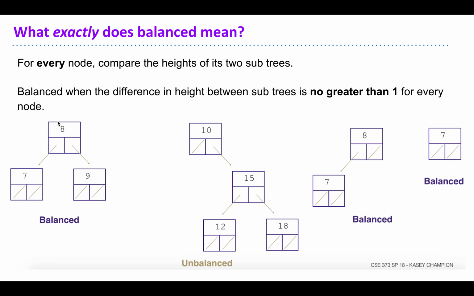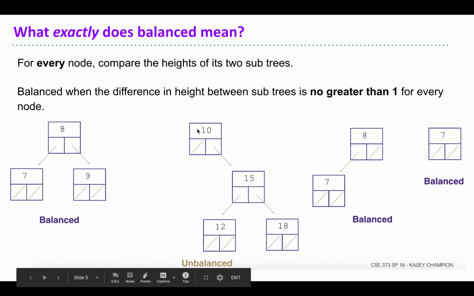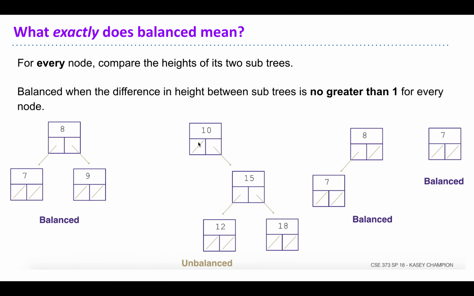I looked at this 8, and I was wondering, okay, what's the height of its left subtree? That's going to be 1. What's the height of its right subtree? That's going to be 1 as well. So the difference in height between these subtrees is no greater than 1, right? Because the difference is 0. By the way, just recalling, the way that we calculate height is by counting the number of these arrows here. So if we go over here and look at this tree and wonder, is this balanced? Well, the height of its left subtree starting at 10, the height of that left subtree is 0, right?